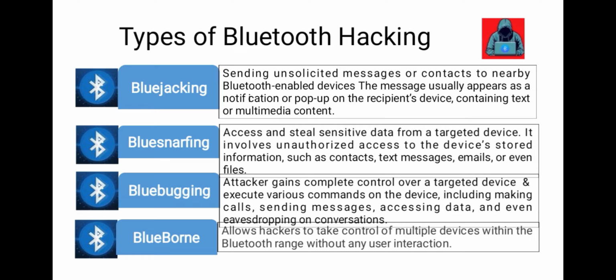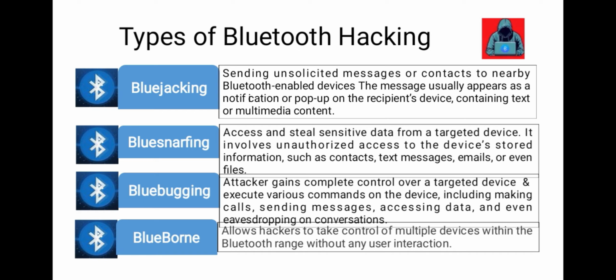The second type of Bluetooth hacking is bluesnarfing. It is accessing and stealing sensitive data from a targeted device. It involves unauthorized access to the device's stored information such as contacts, text messages, emails, or even files.